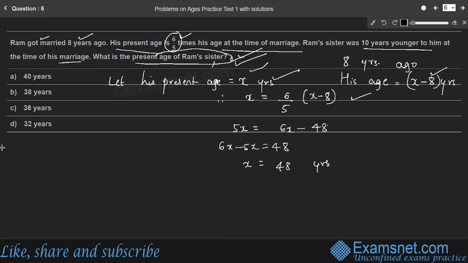Therefore, his sister's present age, right? So, his sister is 10 years younger than him, right? Therefore, 48 - 10 years. So, her present age is 38 years, right? Option B is the right answer.